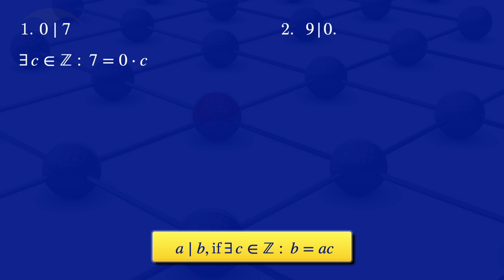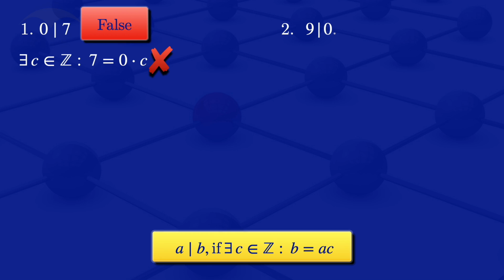Does there exist an integer which when you multiply it by a 0, it gives us a 7? No such integer exists. So this is not correct. So if no such integer exists, then it is false that 0 divides 7.